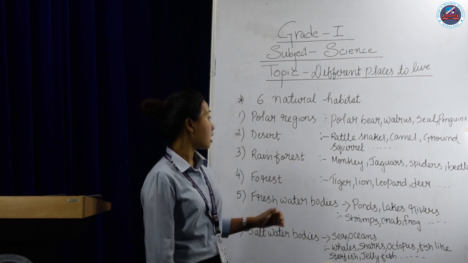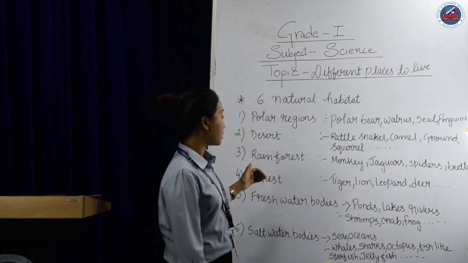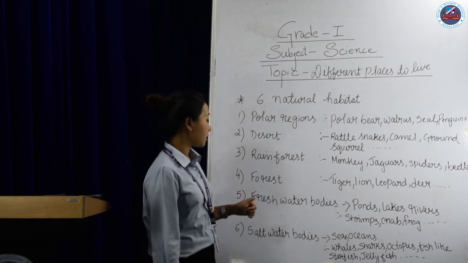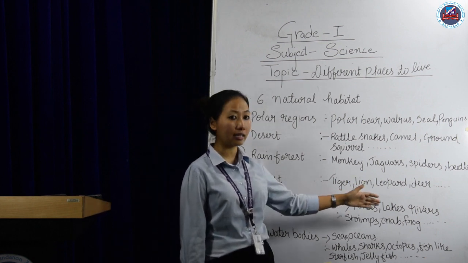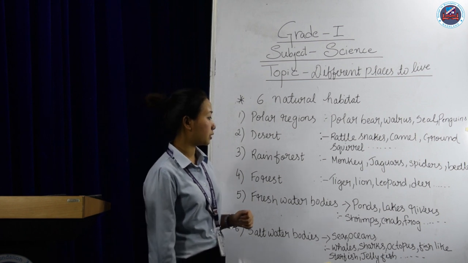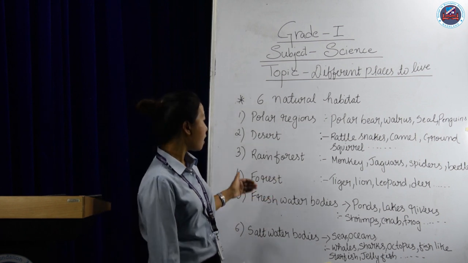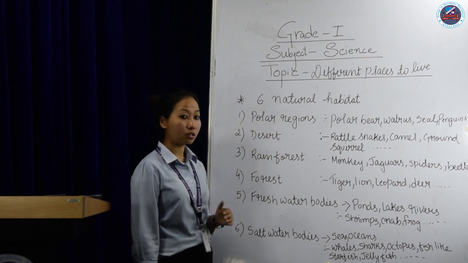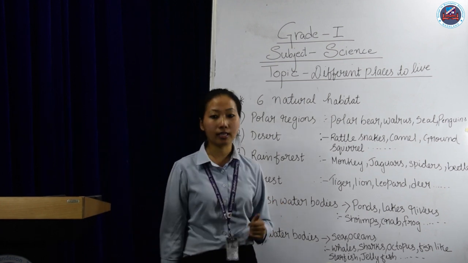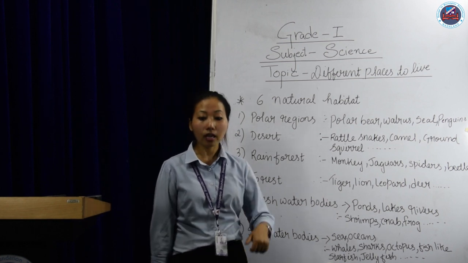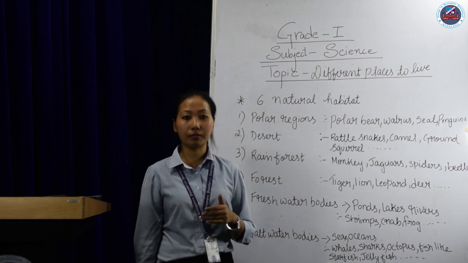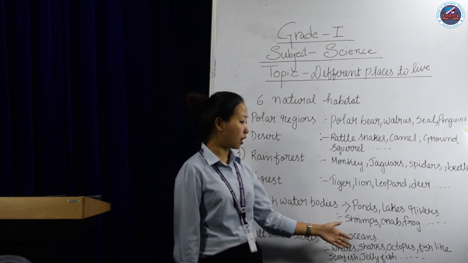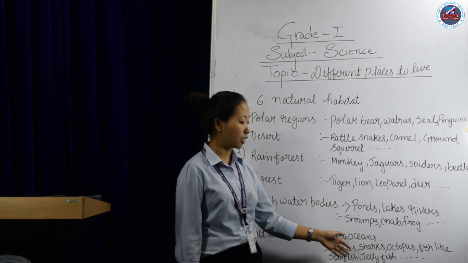The fourth one is forest. Forest is a place covered with trees. Now, some animals found in forest are tiger, lion, leopard, deer, and so on. The fifth one is freshwater bodies. Freshwater bodies are ponds, lakes, rivers. Animals found in these freshwater bodies are shrimps, crab, frog, duck. Sixth one is saltwater bodies. Seas and oceans, which are very huge and salty. Ocean is the largest habitat which exists on the earth. It is home to animals like whales, sharks, octopus, and starfish and jellyfish.